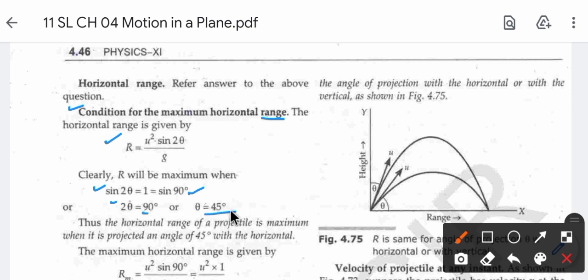Thus we can say the horizontal range of a projectile is maximum when it is projected at an angle of 45 degrees with the horizontal. That means if we throw the projectile at an angle of 45 degrees with the horizontal, then the horizontal range of that projectile will be maximum. That means it will go to the maximum distance.